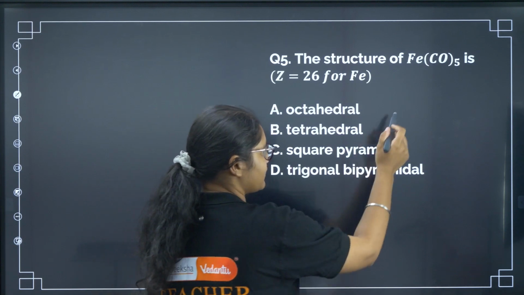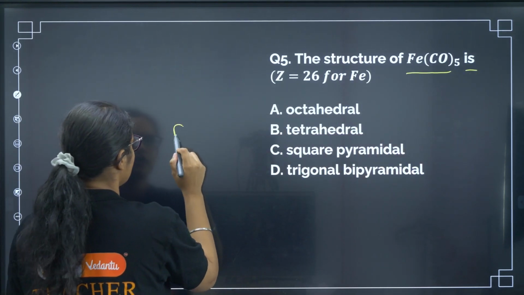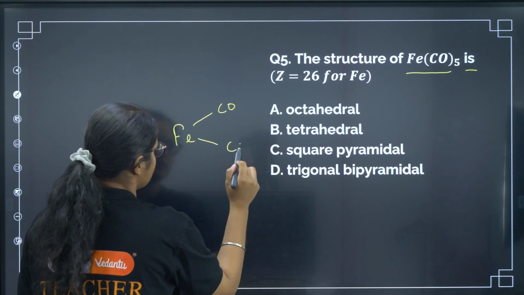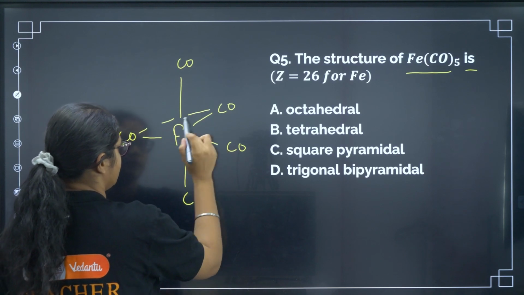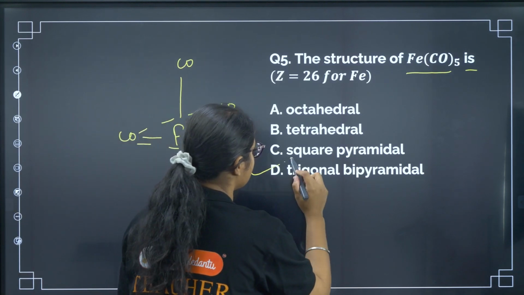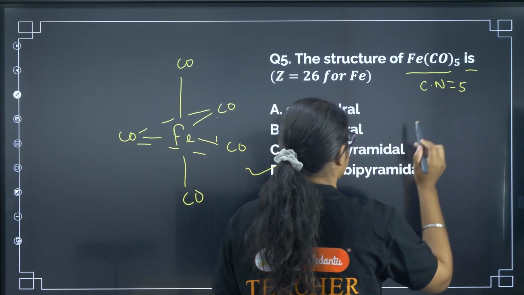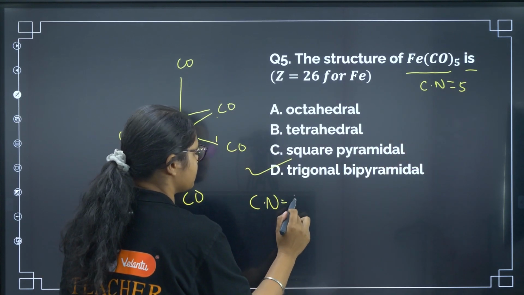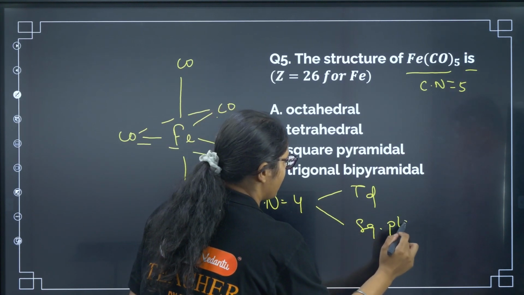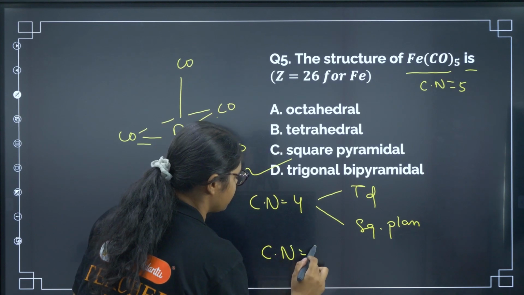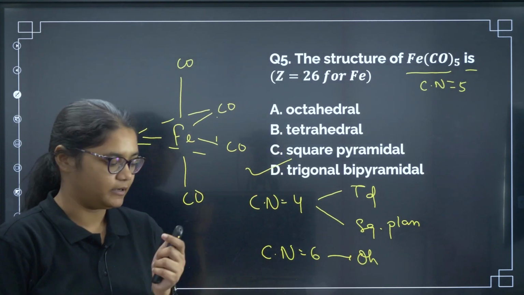Next, the structure of Fe(CO)5 is, so its coordination number is 5. So coordination number 5 has trigonal bipyramidal structure. So Fe(CO)5 has a structure of trigonal bipyramidal. So the correct answer for this one will be option number D. Okay. So since here coordination number is 5, we have 3 important coordination numbers. Coordination number 4 can have 2 shapes, that is tetrahedral and square planar. And coordination number 6 will always have octahedral. And coordination number 5 will have trigonal bipyramidal.